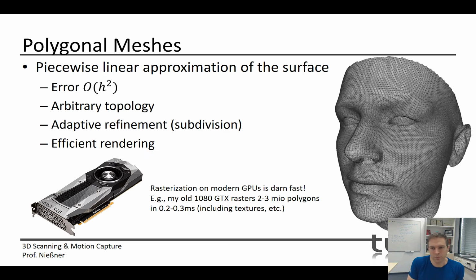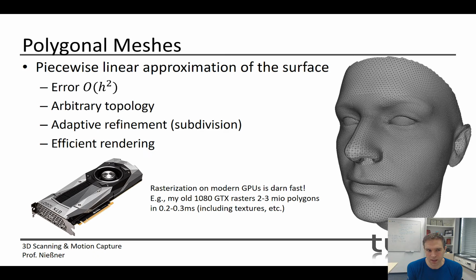To give you a bit of a hint, I tried this out on my own GPU. I don't have the latest one in my desktop right now, but for instance, my old 1080 GTX registers about 2 to 3 million polygons in about 0.2 to 0.3 milliseconds. I did a bit of texturing and shading on top of it. So this is maybe not the best benchmark, but I just wanted to give you a bit of a magnitude, right? If you have 2 to 3 million polygons, that's quite a bit, right?